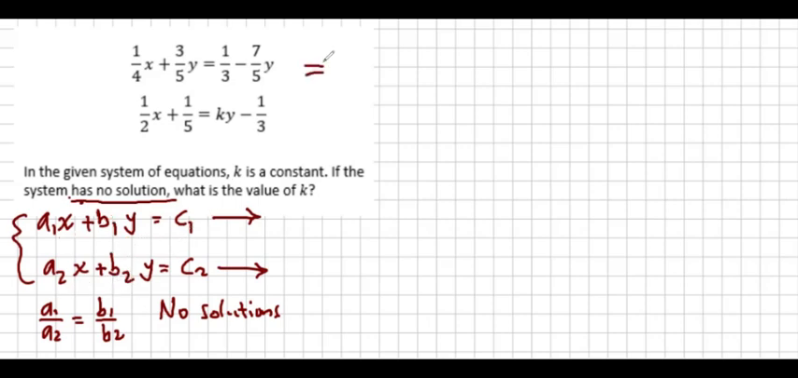So we can change this one by moving this y to the other side, because we need x and y to be on the left side and the number alone on the right side. So here we write 1 over 4x plus 3 over 5y plus 7 over 5y also, because we move this term to the left side, and then equals 1 over 3. This is the modification of the first equation.